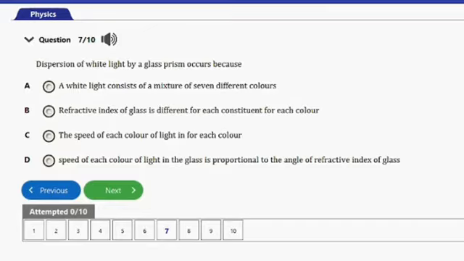It says, dispersion of white light by glass prism occurs because A. white light consists of a mixture of 7 different colors, B. refractive index of glass is different for each color, C. the spread of each color of light in for each other color, and D. spread of each color of light in the glass is proportional to the angle of refractive index of glass. So guys, that's it for this question. Option D here is the answer. So let's go ahead and consider the next question, guys.